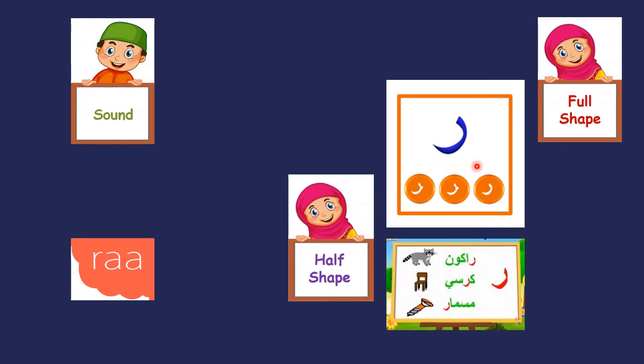This is the full shape of ra, and these are its half shapes. And you can see there's no specific change in its shape as half shape. This is the starting shape, this is the middle shape, and this is the end shape. And the sound of ra is ra.